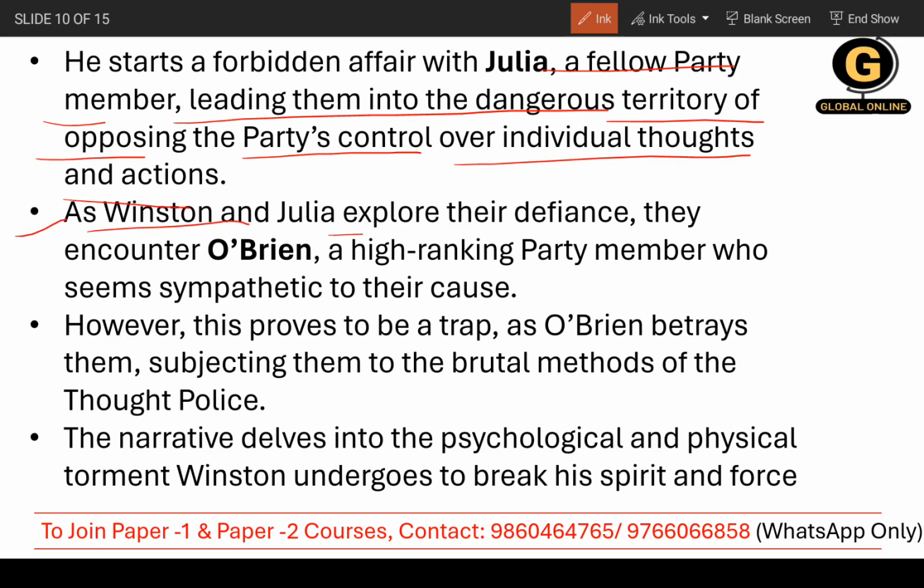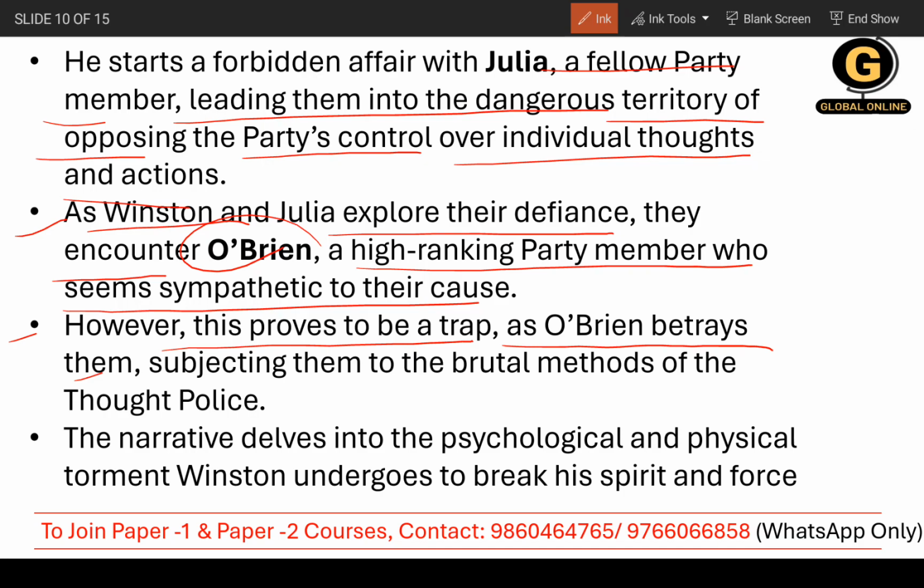As Winston and Julia explored their defiance, they encountered O'Brien, a high-ranking party member who seemed sympathetic to their cause. However, this proves to be a trap as O'Brien betrays them. Of course, because when Winston started having thoughts contrary to the party, O'Brien was the person who found out. He was actually spying on Winston, found out about the affair with Julia and disclosed this to the party, and that is how they were trapped so badly.